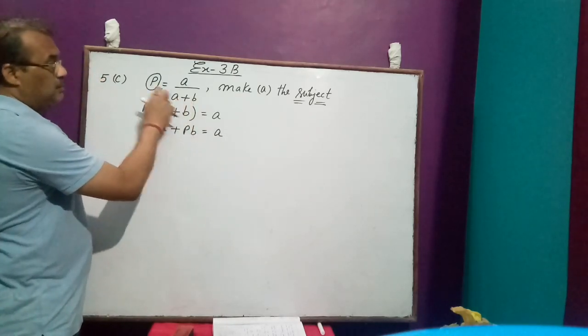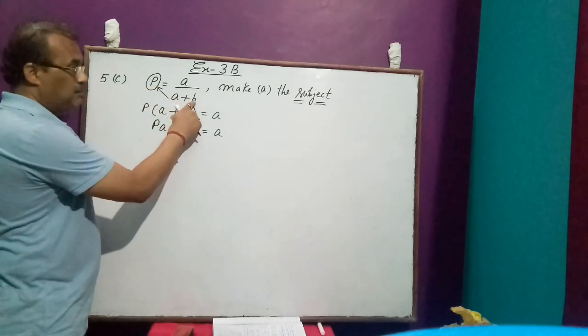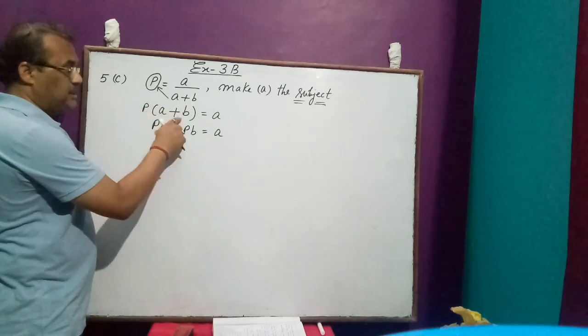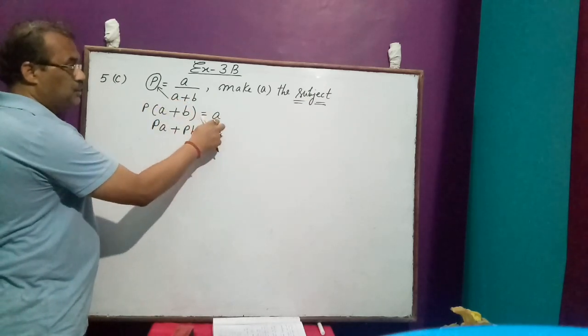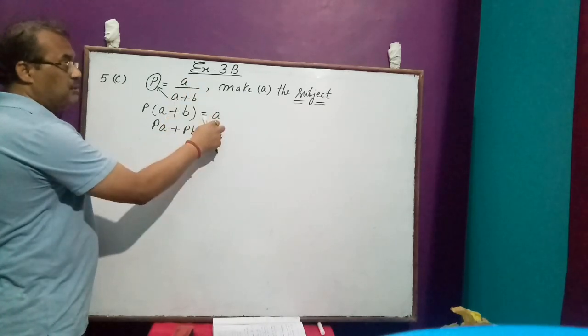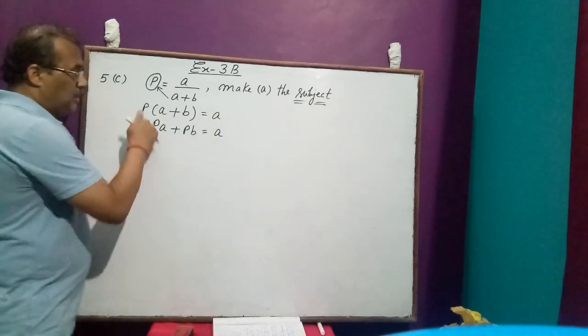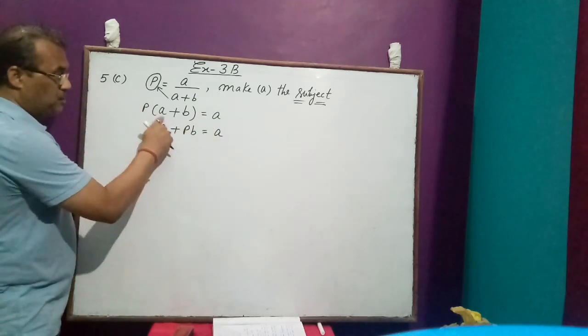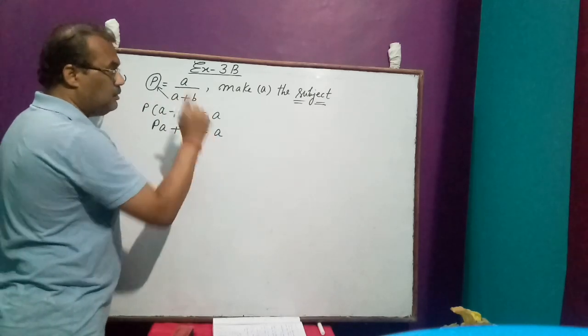Now PA plus PB is equal to A. A plus B we have to cross multiply with P, so P is multiplied in both the variables A and B. So we will write it this way: P bracket A plus B is equal to A. Why is A written here? Because 1 is here, so 1 into A, A. Now P we take inside, so P into A, PA, plus P into B, PB, is equal to A.